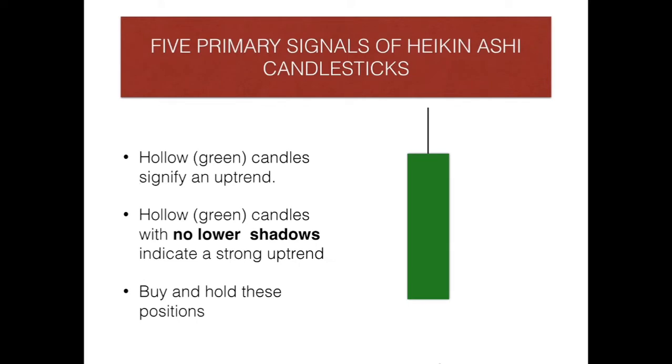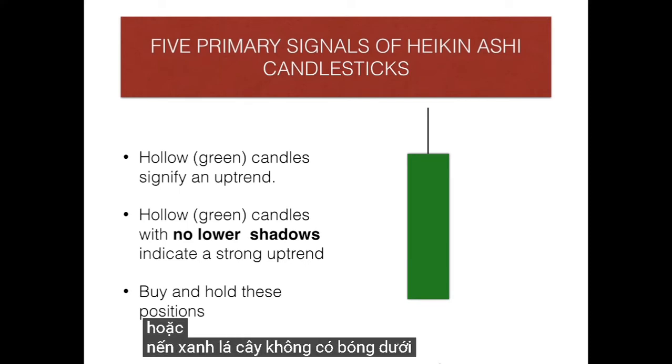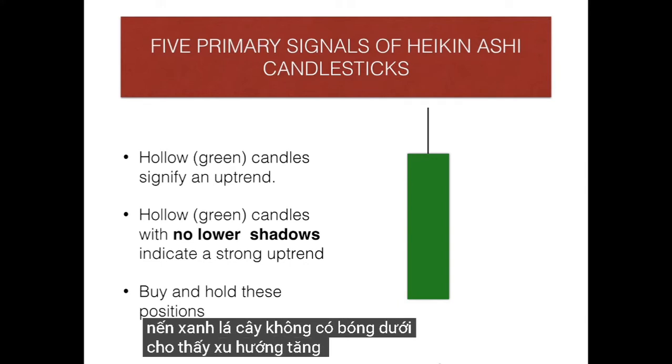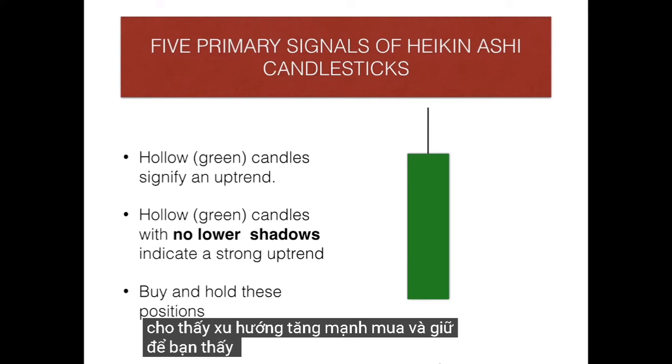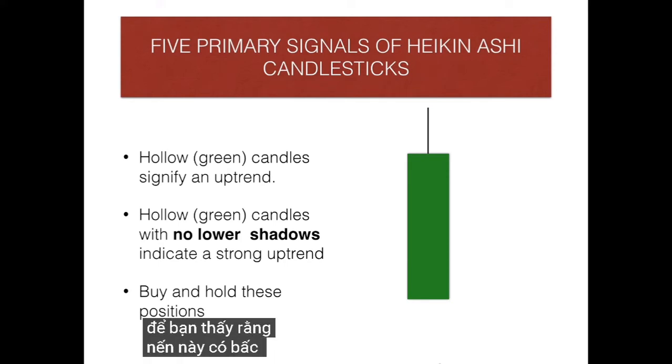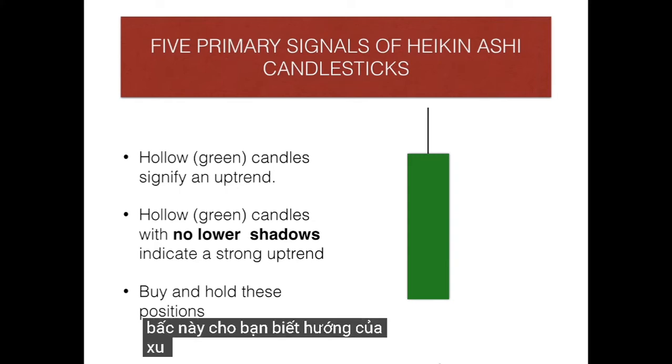Now there are 5 primary signals of Heikin Ashi candlesticks. Hollow or green candles signify an uptrend. Hollow or green candles with no lower shadows indicate a strong uptrend. Buy and hold these positions. So you see that this candlestick has a wick pointing above. This wick tells you the direction of the trend, which is upward.